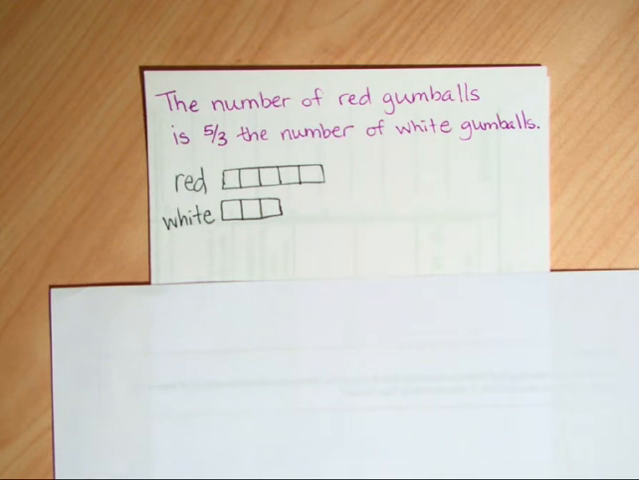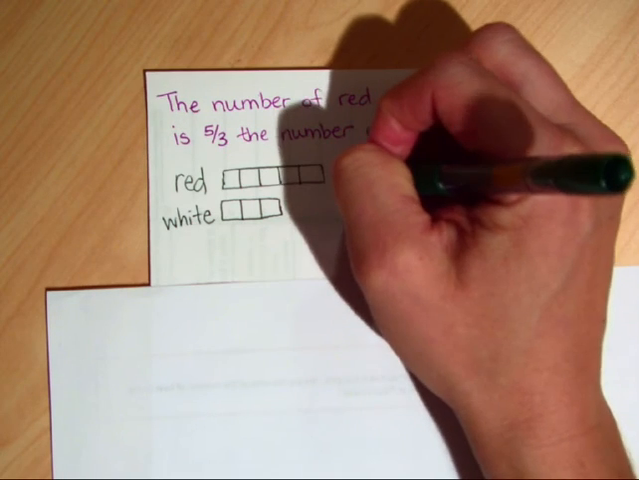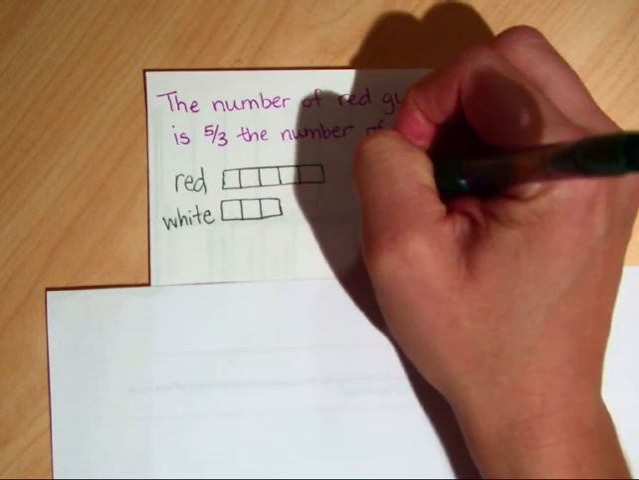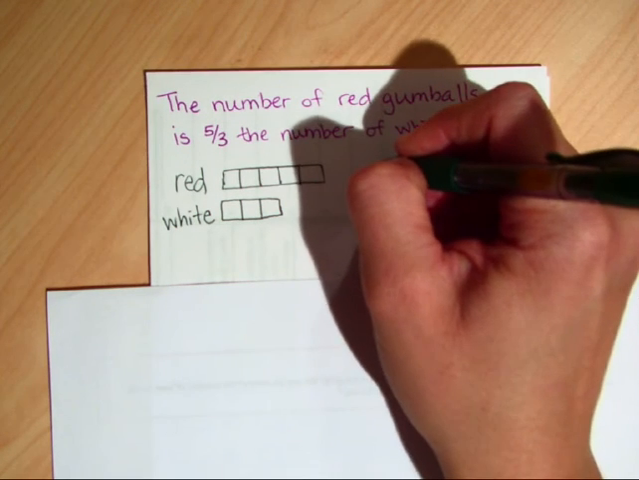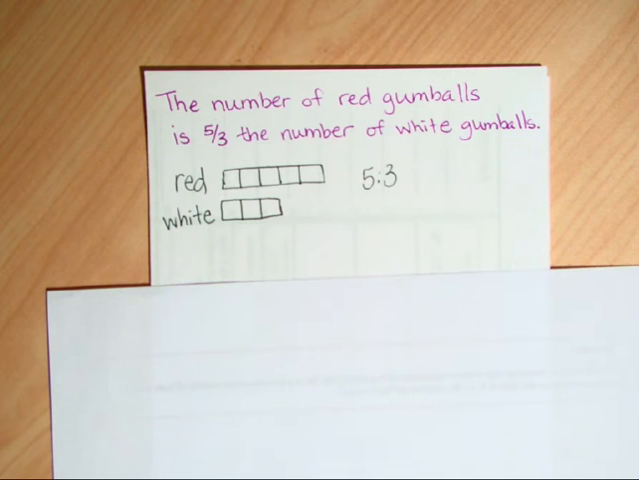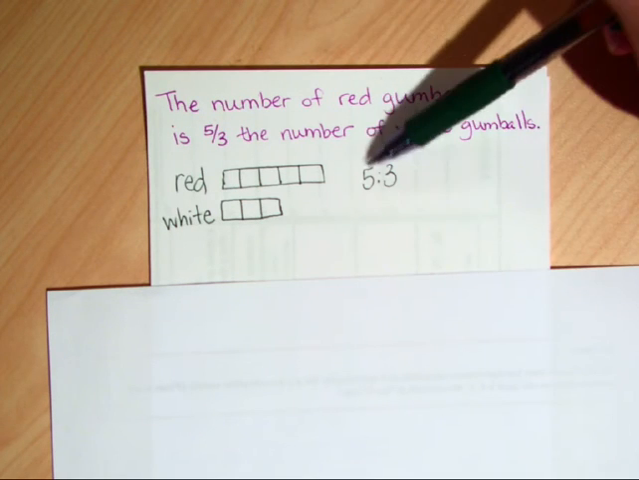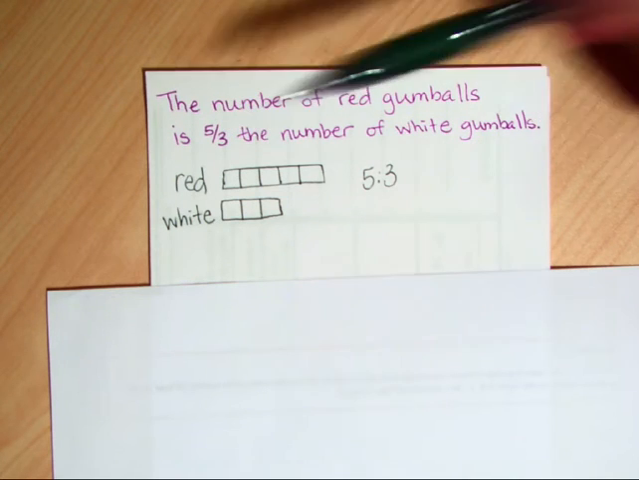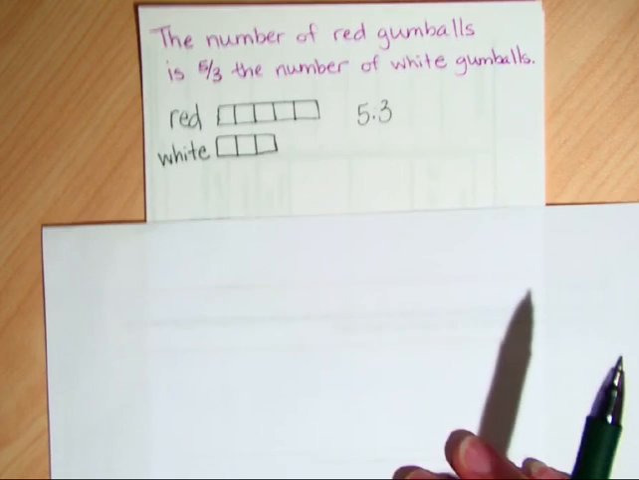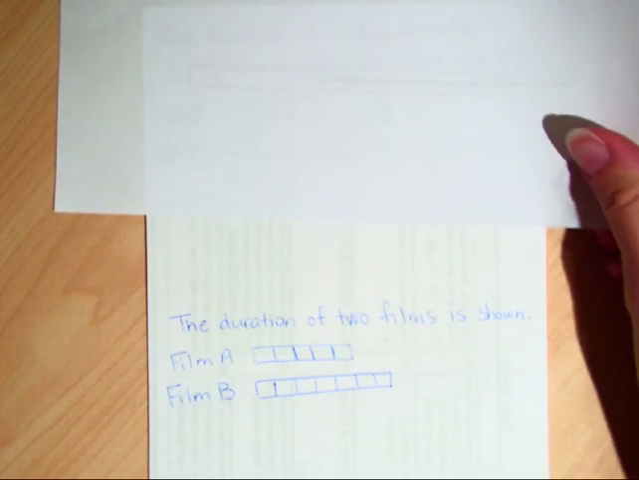So the ratio that we could write from this problem is 5/3. Part to part, red to white. And that's the extent of example 1. The value of this ratio is 5/3. Okay, moving on to example number 2.